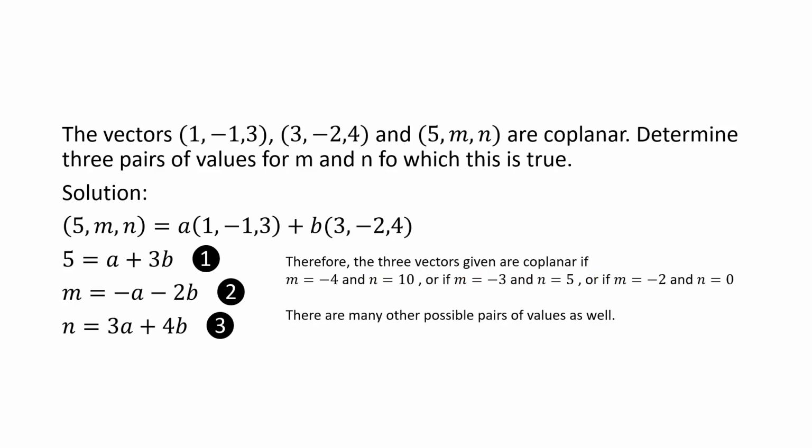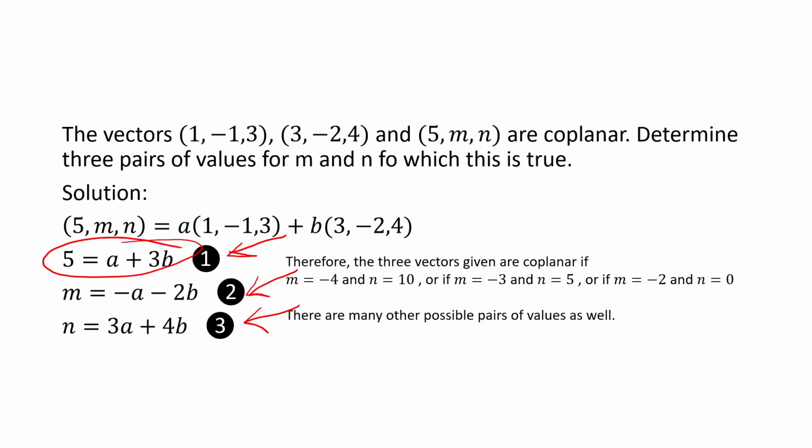So the three vectors given are coplanar if m is negative 4 and n is 10, or if m is negative 3 and n is 5, or if m is negative 2 and n is 0, but there are many other possible pairs of values as well. Another way of doing the same question is to look at these three equations. I've got equation 1 in terms of 2 variables, equation 2 in terms of 3 variables, and equation 3 in terms of 3 variables. Let's pick the simplest of those, which is equation 1.